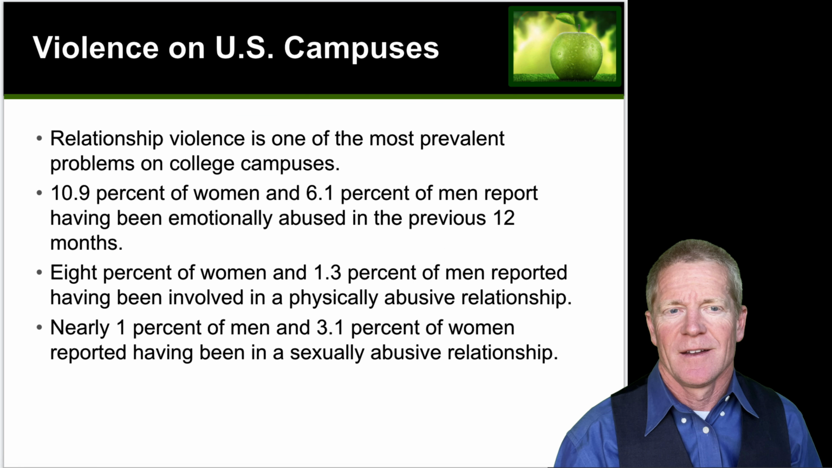On U.S. campuses, violence is one of the most prevalent problems on college campuses. Around 10% of women, around 6% of men report having been emotionally abused in the last 12 months. 8% of women and 1.3% of men report having been involved in a physically abusive relationship. Please get out of any physically abusive relationships. Nearly 1% of men and 3% of women report having been in a sexually abusive relationship. Again, get out of those relationships and report any sexual or physical abuse.